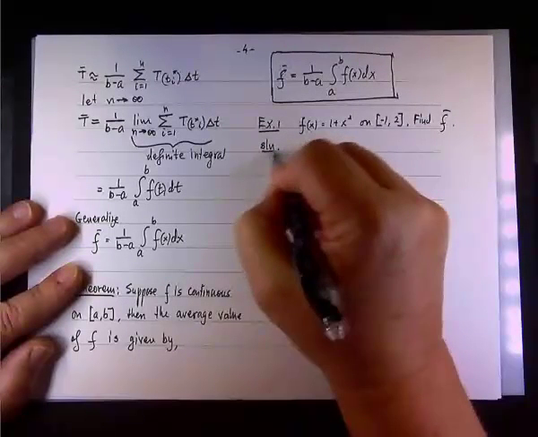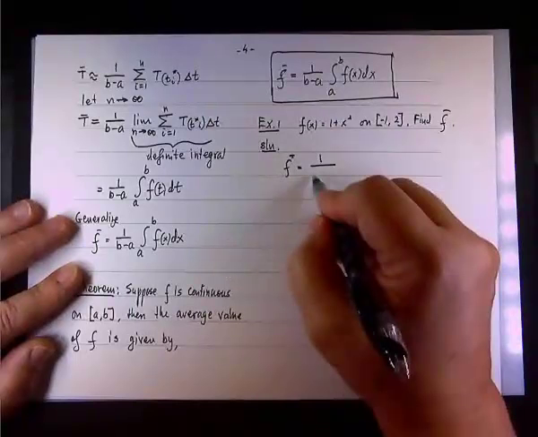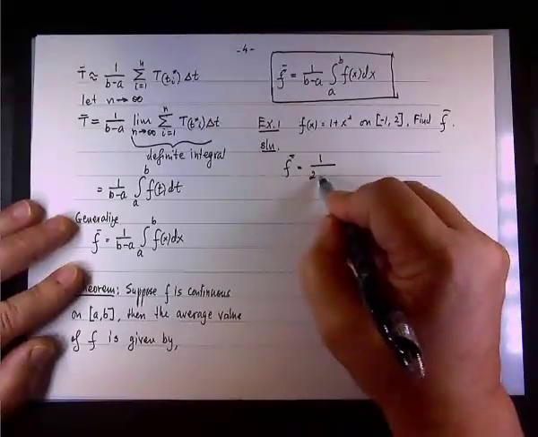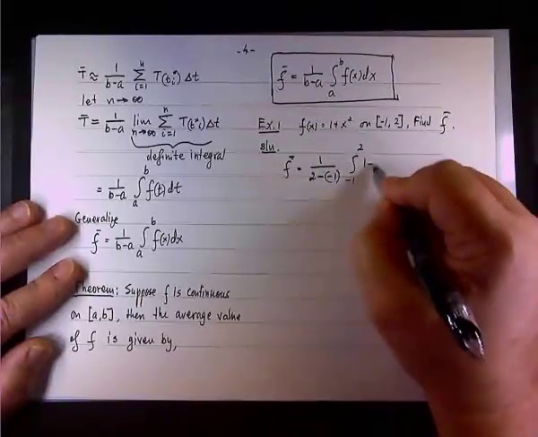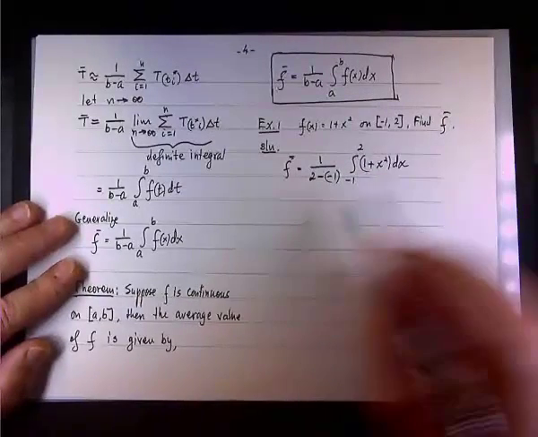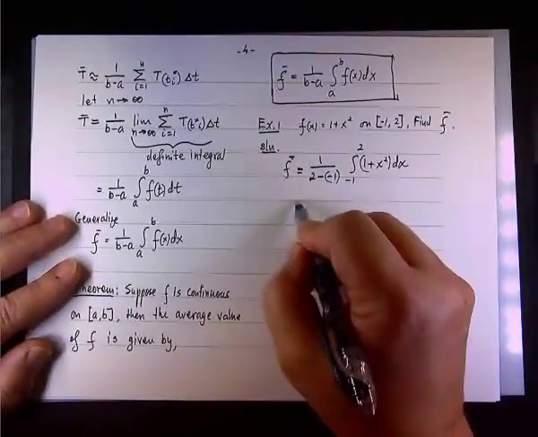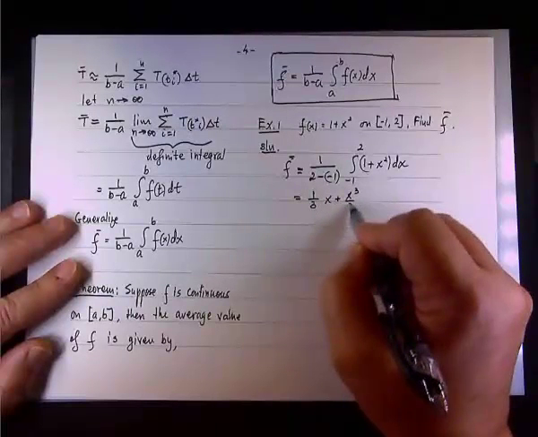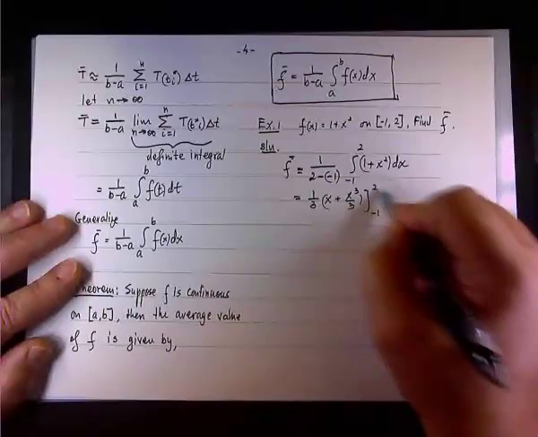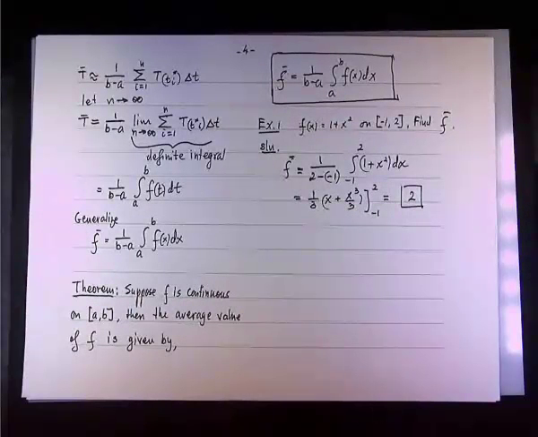This is pretty much a one-line solution. F bar, the average value, will be 1 over b minus a, where b is 2 and a is -1, so 2 minus -1, times the integral from -1 to 2 of 1 plus x squared dx, so it will be 1/3 times the antiderivative, x plus x cubed over 3, evaluated from -1 to 2, and if you do it, you come up with 2. Okay. So this is a quick example.